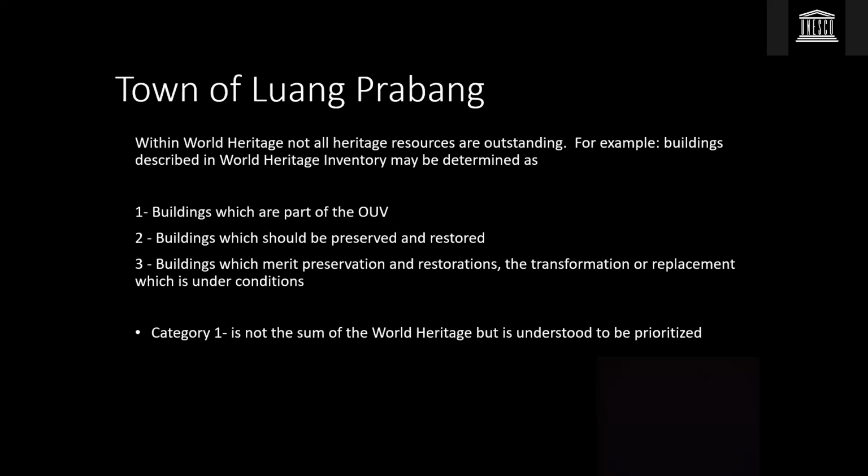For instance, Category 1 are buildings which are part of the outstanding universal value. These are not the sum of the World Heritage, but these buildings are understood to be prioritized for conservation, preservation. Category 2 are buildings which should be preserved and restored, and Category 3 are buildings which merit preservation and restoration, but which may be replaced under certain conditions.